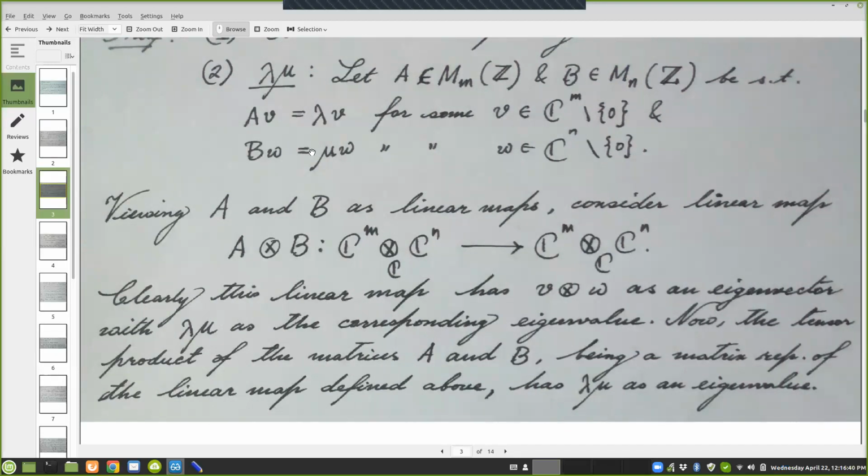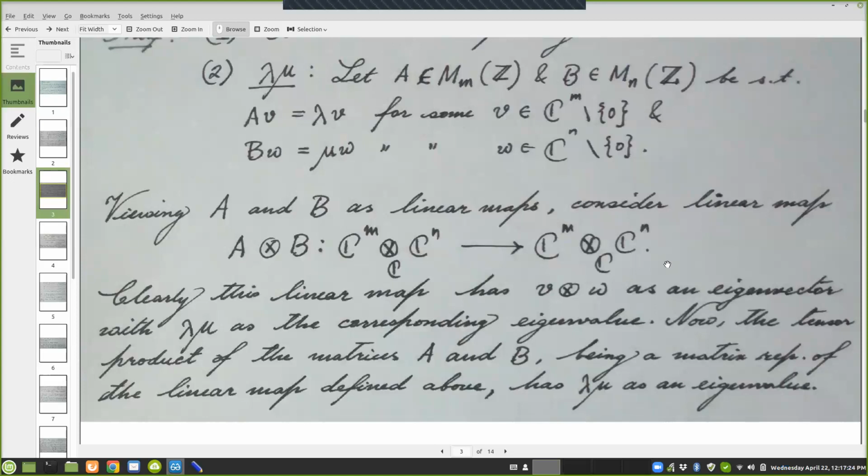Now what we will do is regard these matrices as linear maps. So recall that if A is an m by n matrix over a field K, then we can regard A as a linear map from K^n to K^m, given by x, a vector from K^n, being multiplied by A from the left, and thus giving a vector in K^m. So we will regard these matrices as linear maps. A will be regarded as a linear map from C^m to C^m, and B will be regarded as a linear map from C^n to C^n.